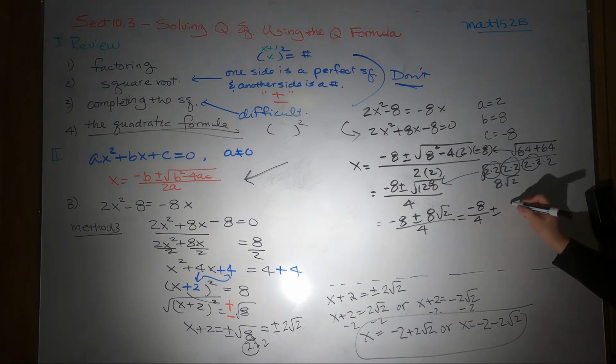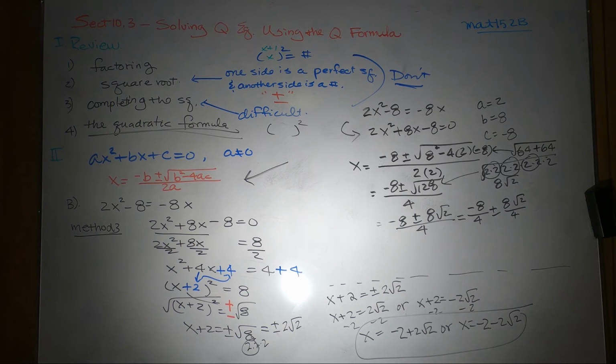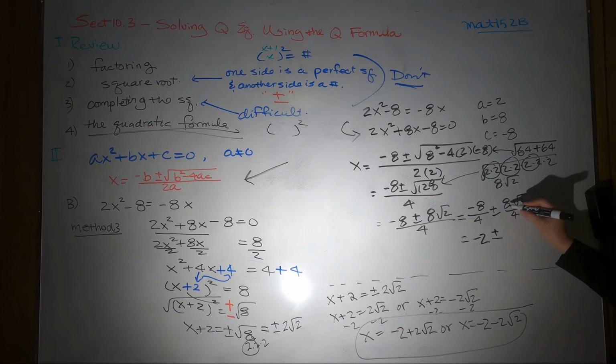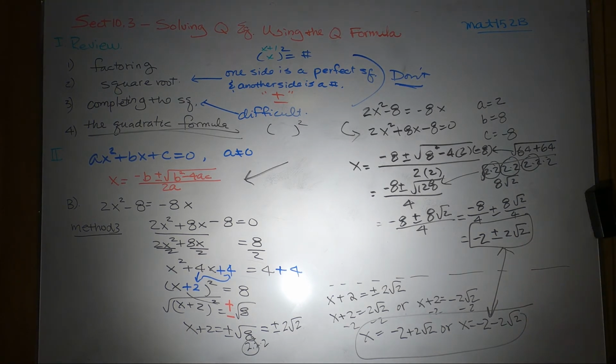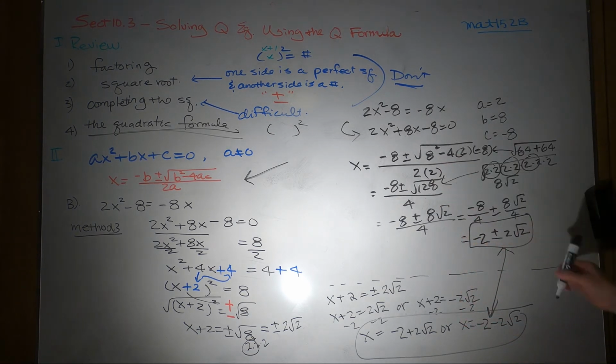You need to distribute your 4 to everything on the numerator, right? So what do we have? Negative 2 plus minus what? 2 square root 2, right? Do we have the same answer? Yes, it should. Different methods, but for the same question, we should always get the same answer, right?